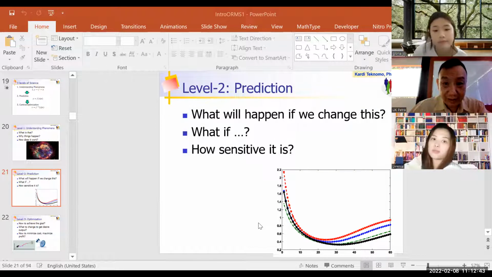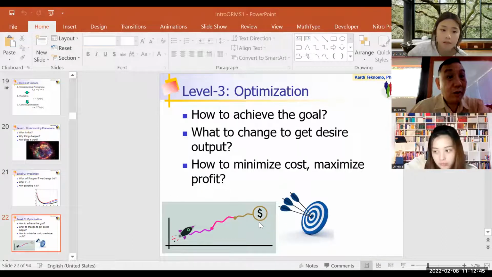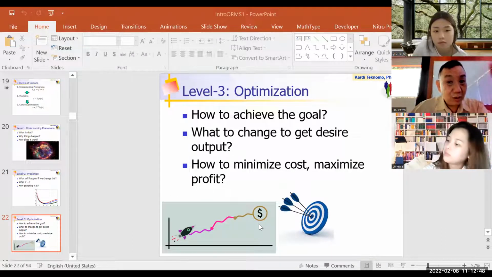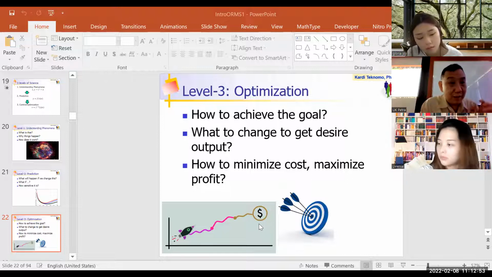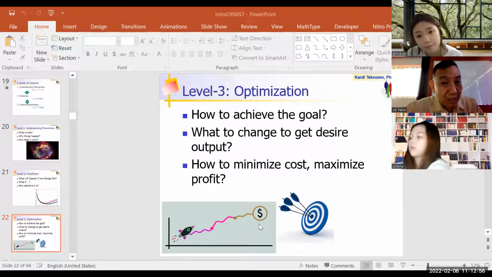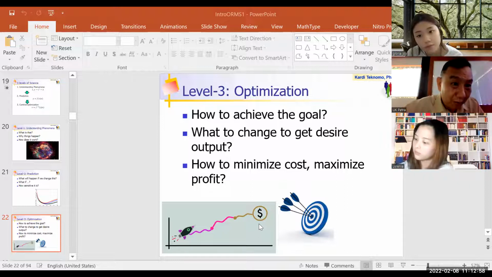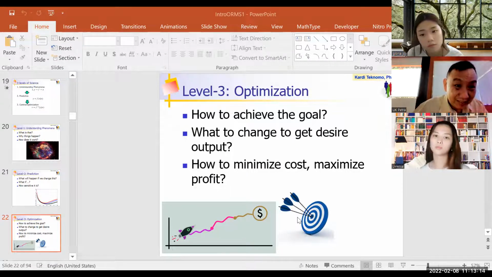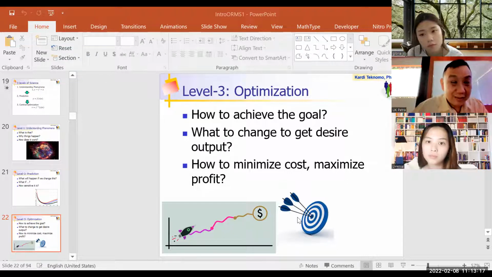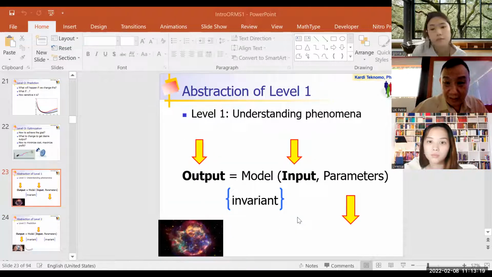In level 3, you have the goal. How to achieve that goal? How to change, what to change, so that I can get my desired output? How to minimize my cost? How to maximize my profit? So this is level 3. It's not easy, of course, because you are in the highest level of science. At the same time, this is exciting.